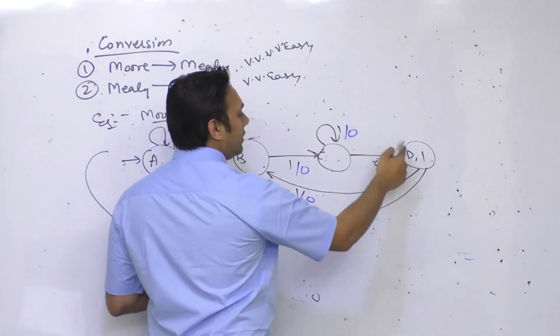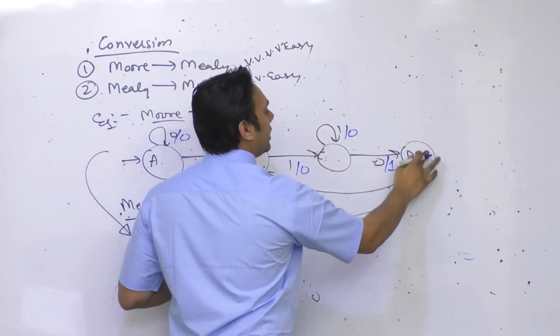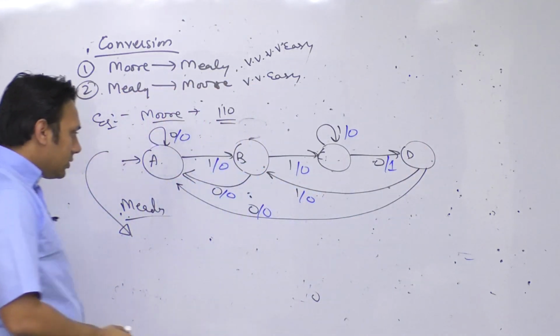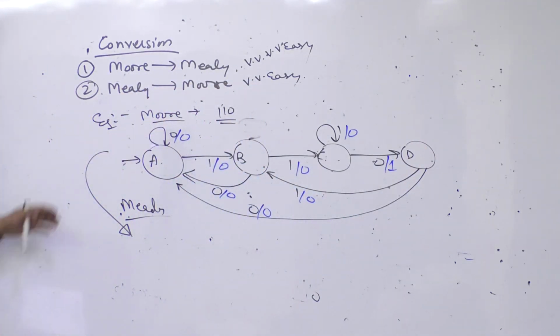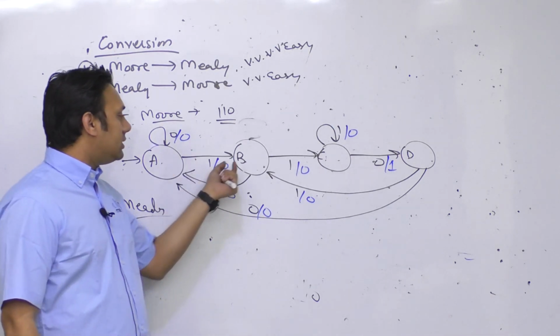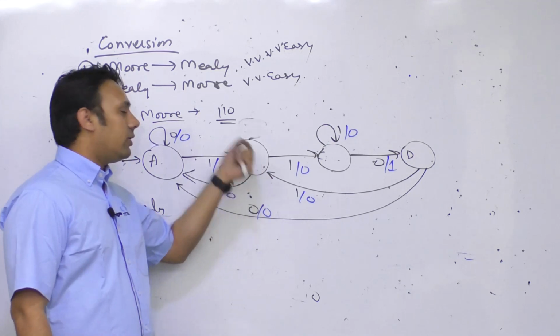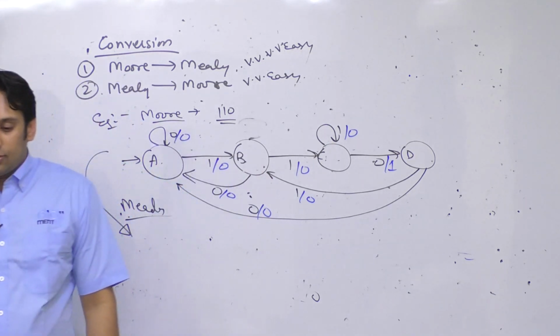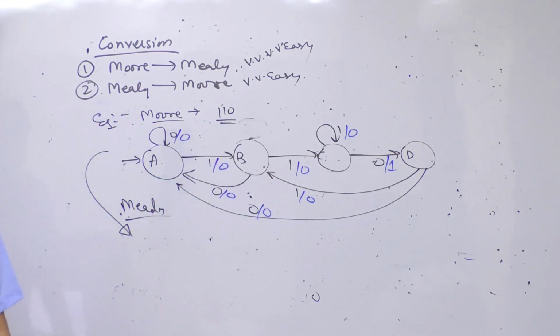And for D, we have only one incoming edge, so I'm going to write the output here, and this is also done. So now you can clearly see I have converted this Moore machine to a Mealy machine. All I have to do is shift the outputs which are written in the states onto the incoming edges. You just have to shift the output written in the states onto the incoming edges. Clear? Okay.